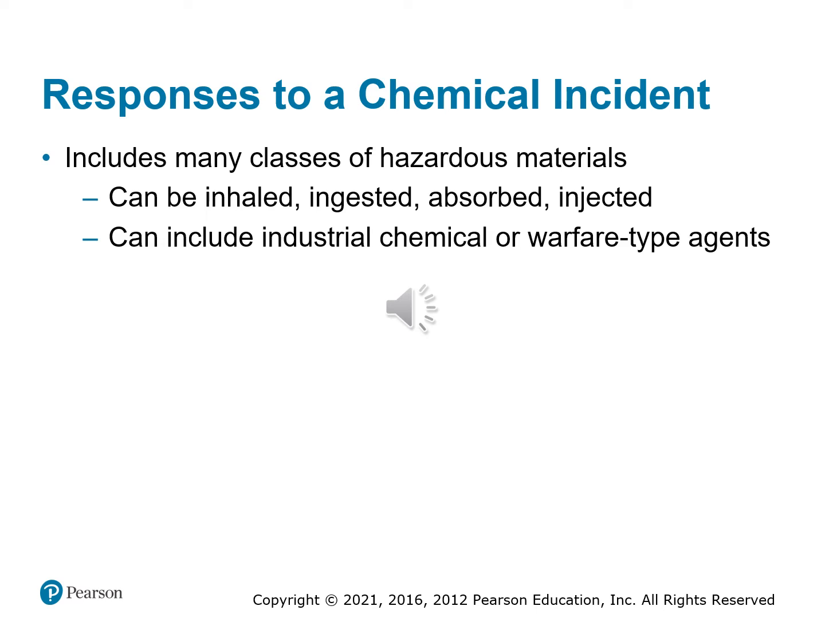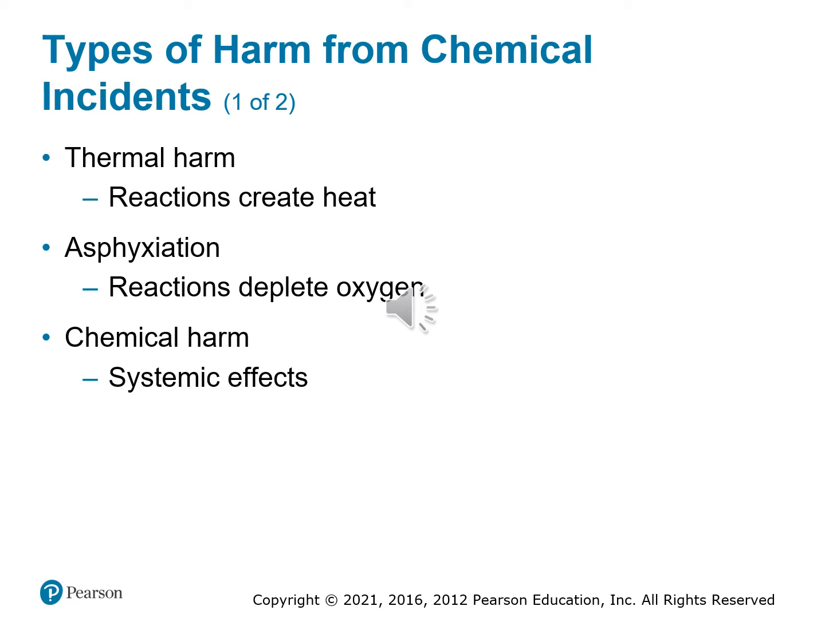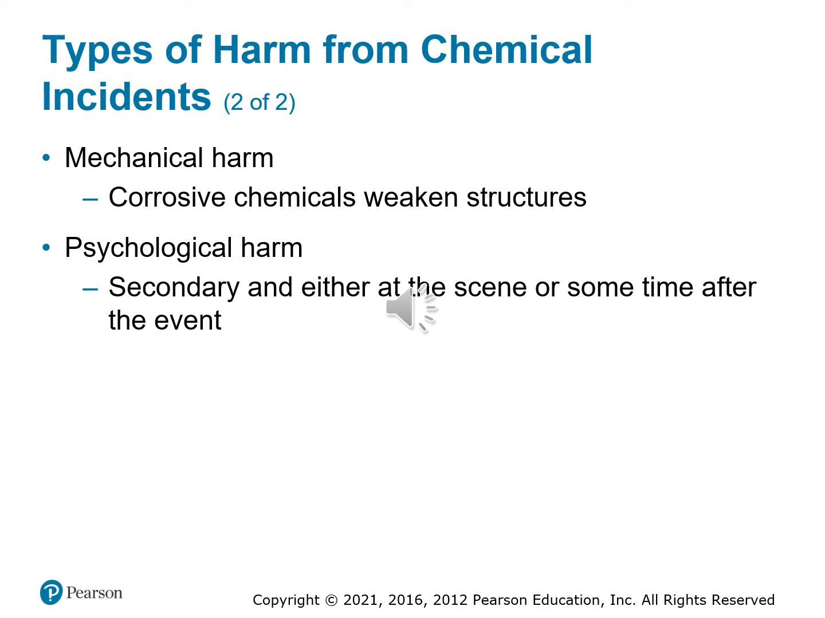It can be industrial chemicals, if you're at a chemical plant such as, say, 3M, or it can be warfare type agents as well. From our acronym, the things to be concerned about here are thermal harm, asphyxiation, and chemical harm, as well as mechanical harm, which is going to be the corrosive chemicals that weaken structures. And then the uniform common one is going to be the psychological harm, either secondary or at the scene, but this can be prolonged after the event as well.